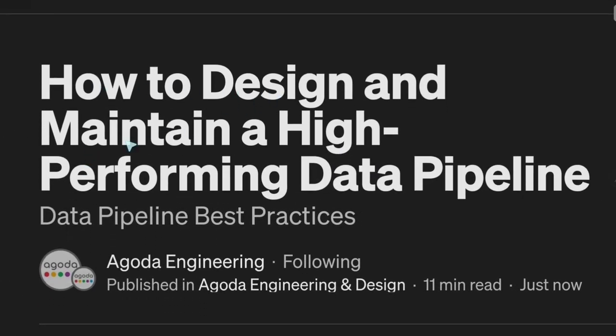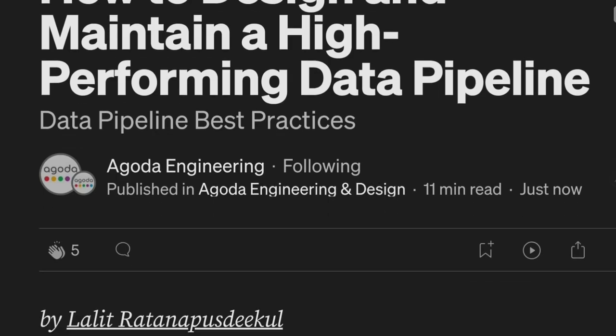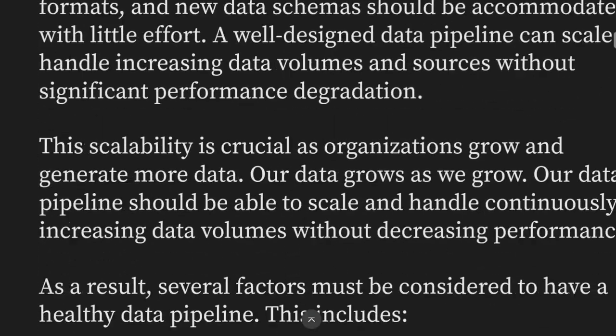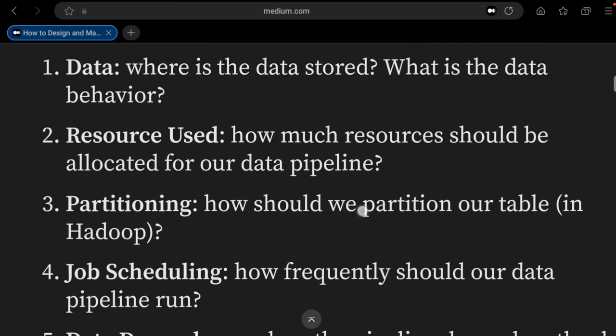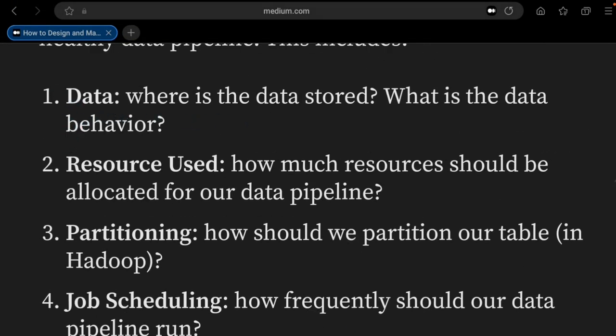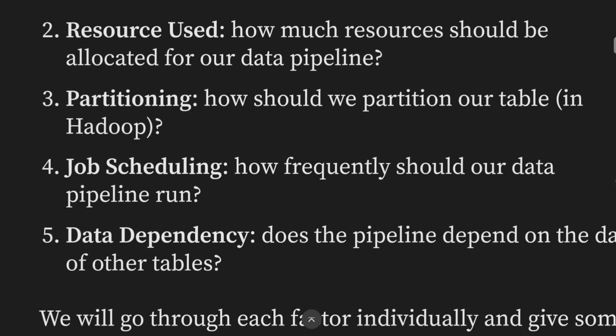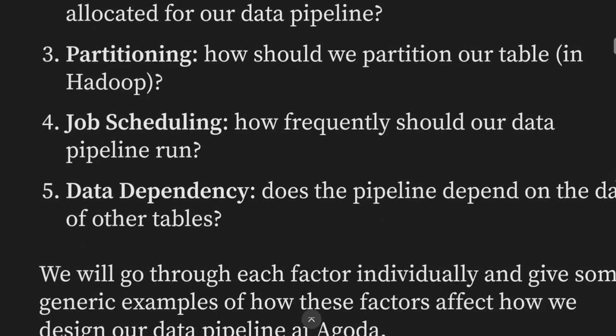This was how to design and maintain a high-performing data pipeline from Agoda, where they focused on the 6 aspects of: one, the data, where it is stored; resources, how many resources they allocate; the partitioning they do; scheduling of the jobs; and data dependencies and monitoring.